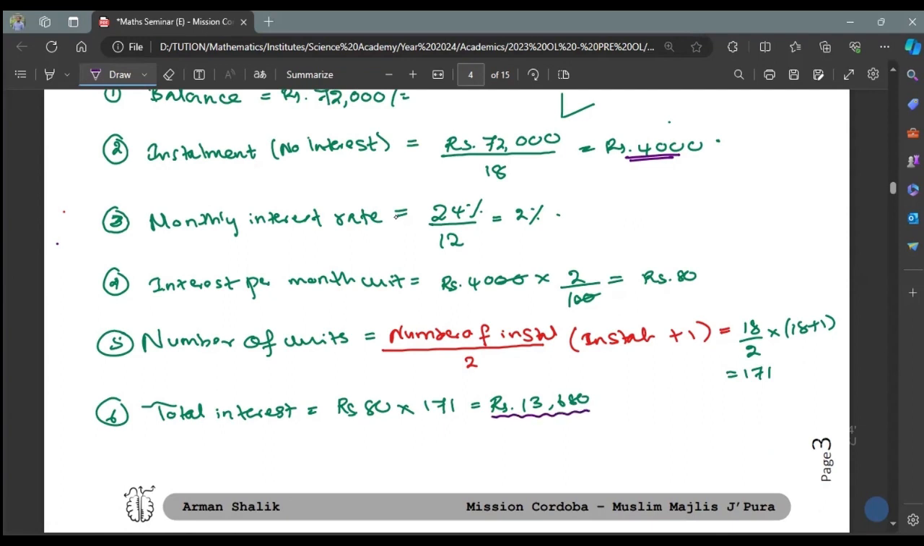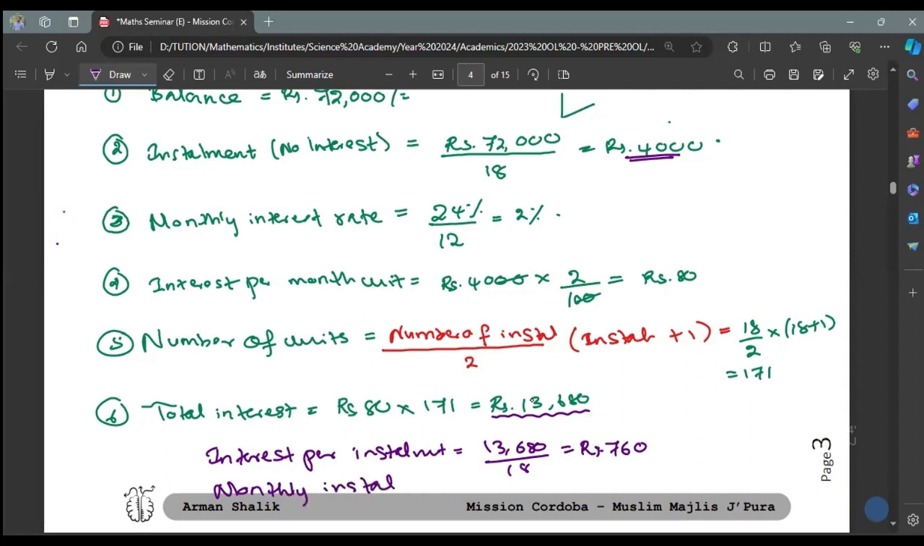After this step, you can do it in two ways. One is adding this total 13,680 rupees to the balance 72,000 rupees and dividing it by 18 to get the monthly installment. If not, directly divide this 13,680 by 18 to calculate the interest per installment. 13,680 divided by 18 gives you 760 rupees. So therefore the monthly installment is equal to 760 plus this 4,000 rupees, 4,760. So this is the answer.